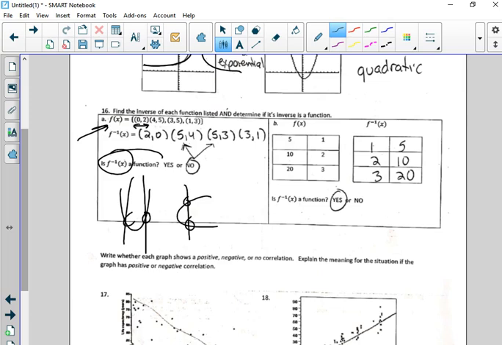Okay, on B, again, you're just flipping them. So (5, 1), (5, 10), (2, 2), (10, 23) becomes (23, 10). And since the x's don't repeat, it's a function.